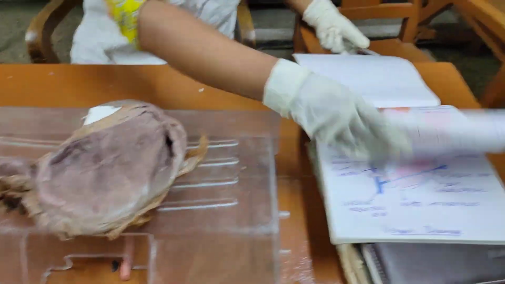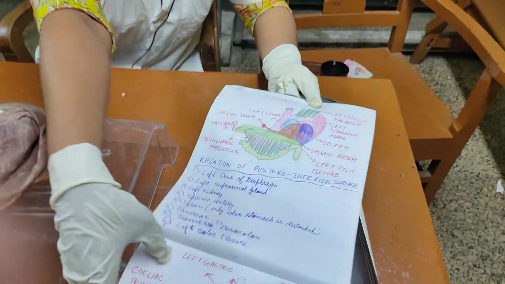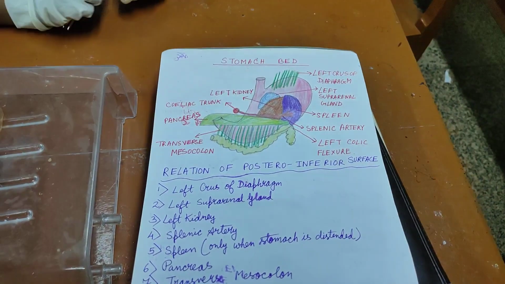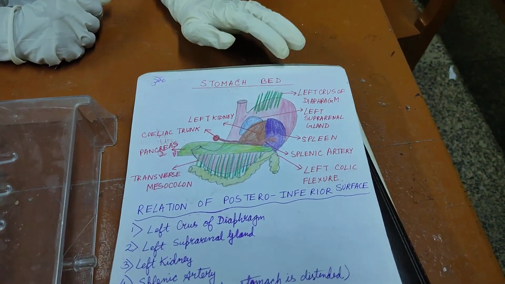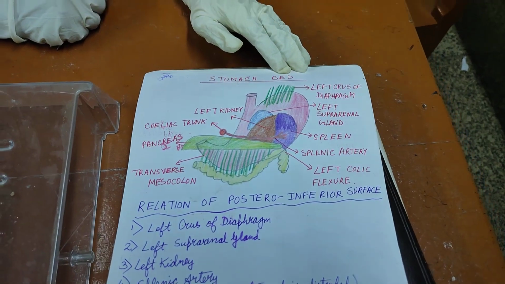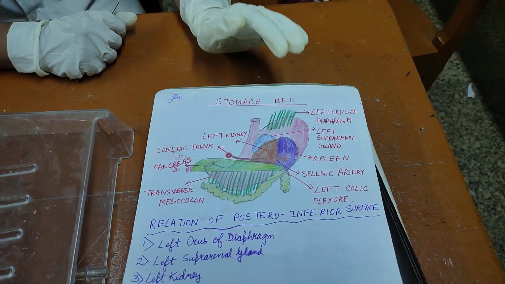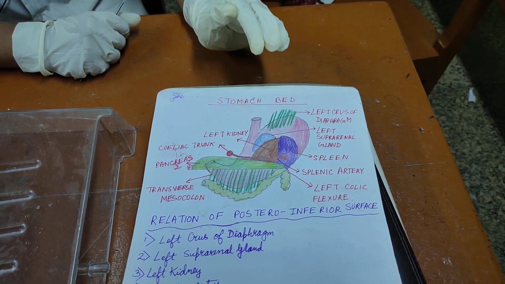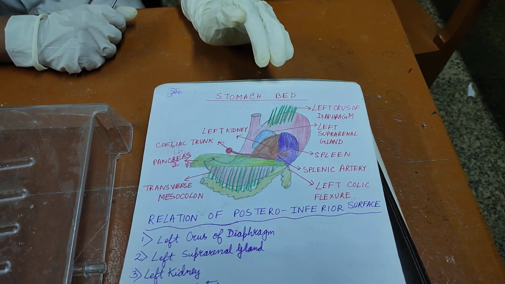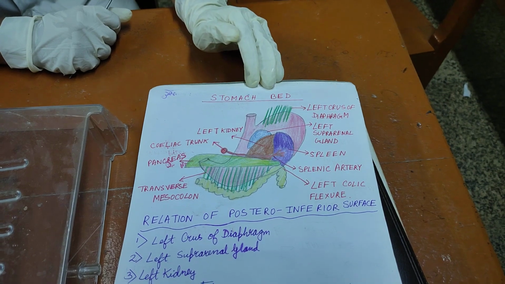Coming to the postero-inferior surface, the structures form the stomach bed. Why is it known as stomach bed? Because the structures lying here create a fossa on which the stomach lies in supine recumbent position.